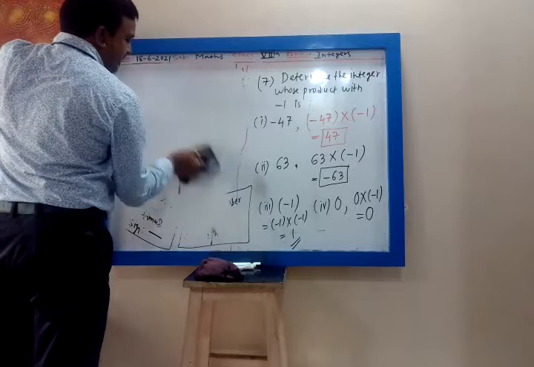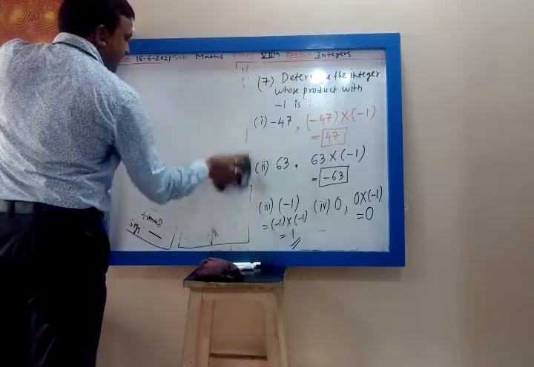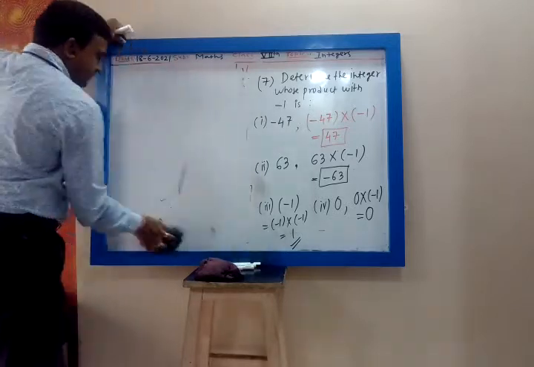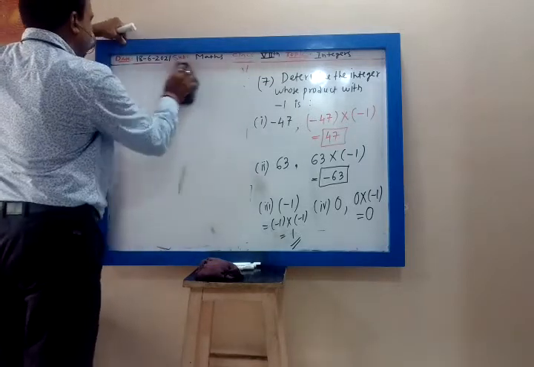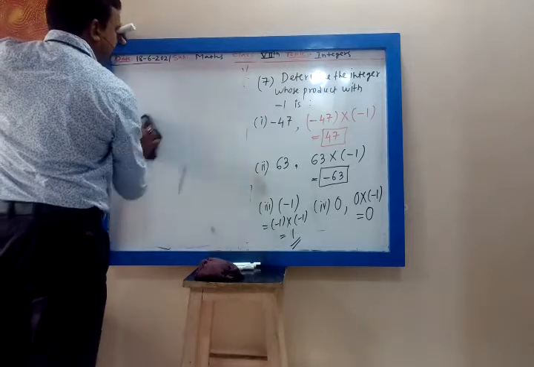Multiplication of 0 with any number will give you 0. That you have to remember. And multiplication of minus with minus will be plus. Now our next question.